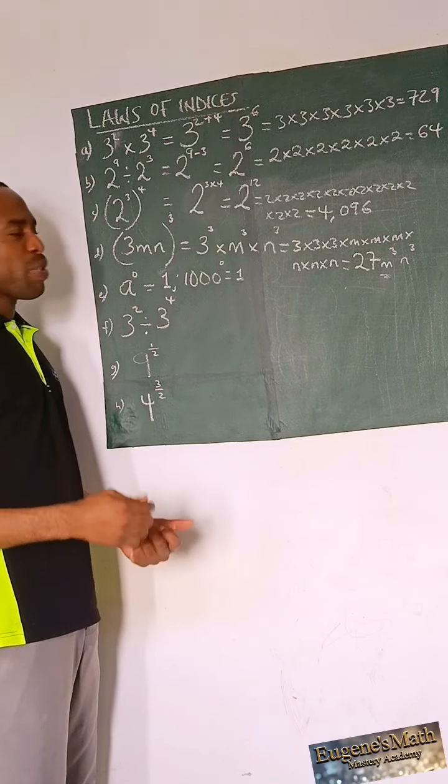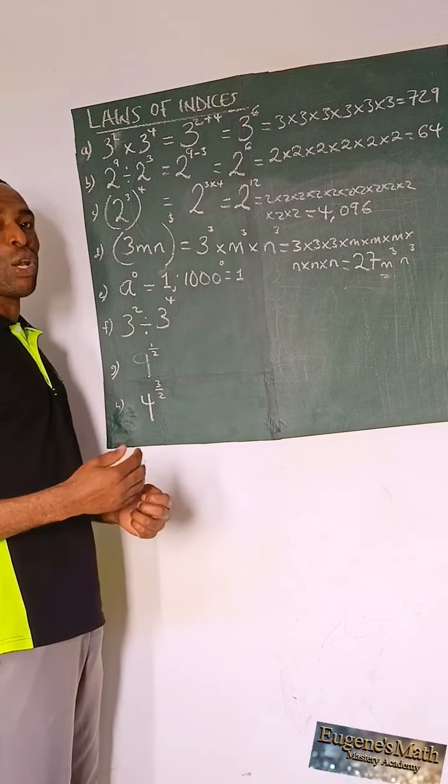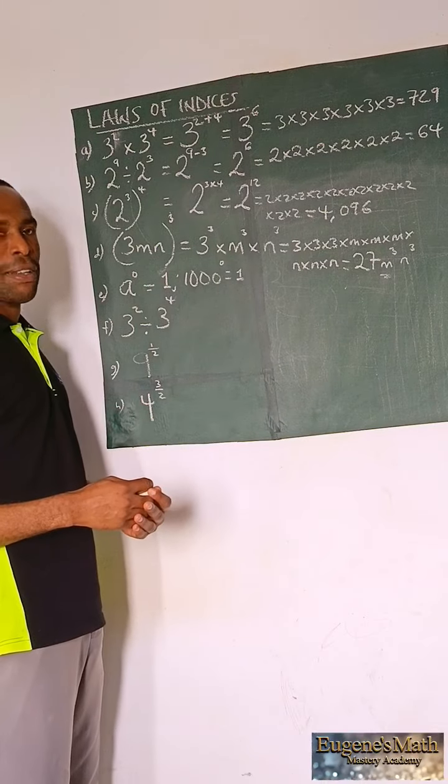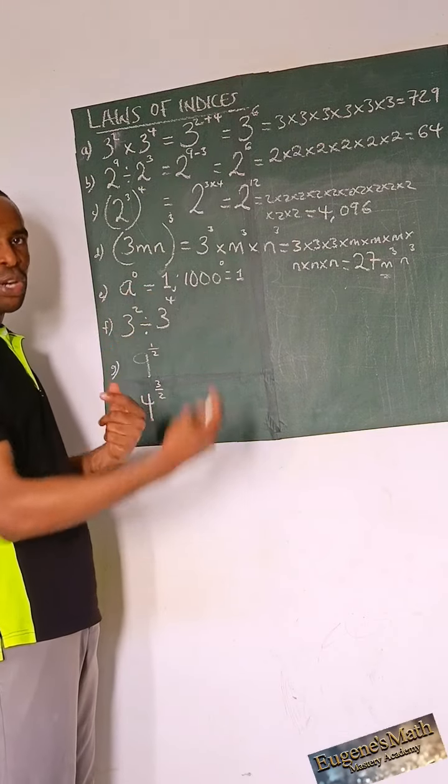Number 6 is called the negative index law. We will continue from this in our next video. Try to solve this.